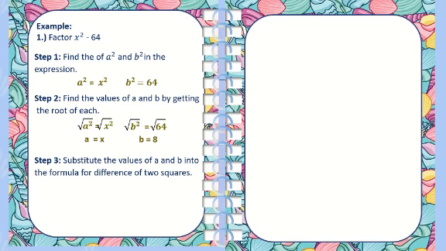Next, substitute the values of a and b in the formula for the difference of two squares. So for x squared minus 8 squared, we have x minus 8 times the quantity x plus 8. So that will be the factored form.